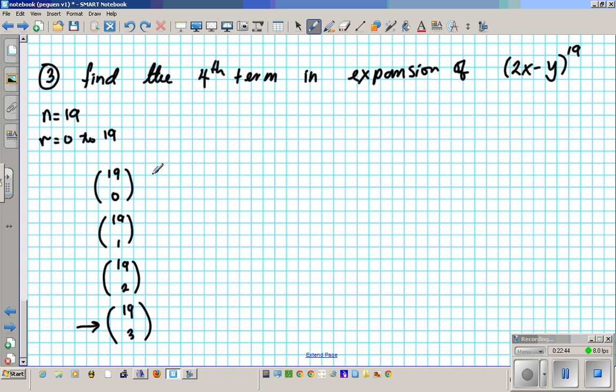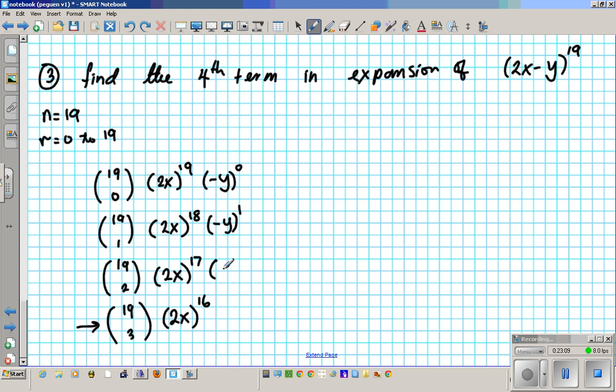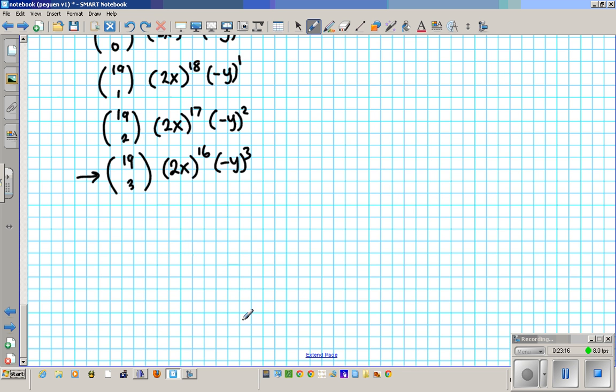So let's set up the other part. It's going to be 2x to the 19, 2x to the 18, 2x to the 17. So the first one keeps going down, right? And then 2x to the 16. And then the negative y to the what? Starts with 0. Negative y goes to 1. This one starts creeping up. Negative y goes up to 2. And then negative y goes to 3. So our target right here is this one. This is the only one we're going to expand.